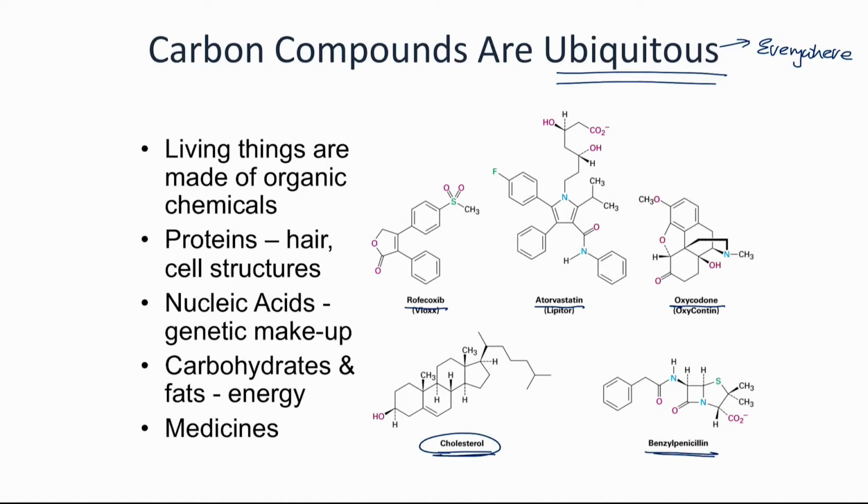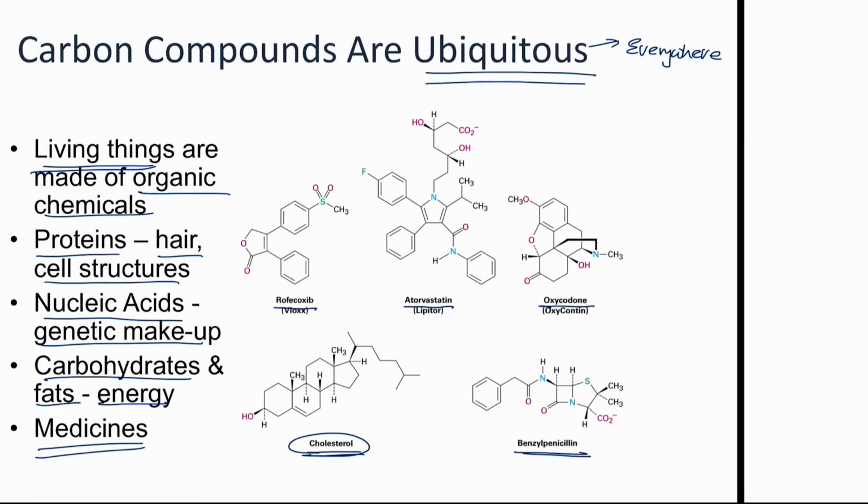The next one is benzyl penicillin, a common antibiotic that is used for different conditions. Just search and you can find many of them. Like this, there are many organic molecules, and most living things are made of organic chemicals. For example, your hair and cell structures are made of proteins. The genetic makeup is made up of nucleic acids. The energy that you get is generally from carbohydrates and fats, and most of the medicines that we find are carbon compounds.